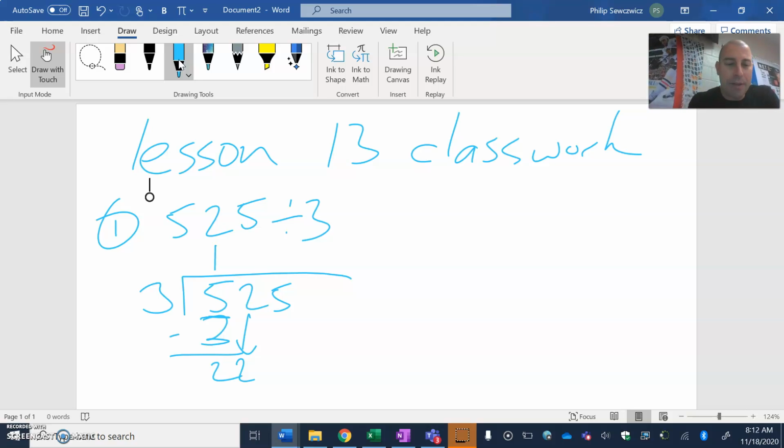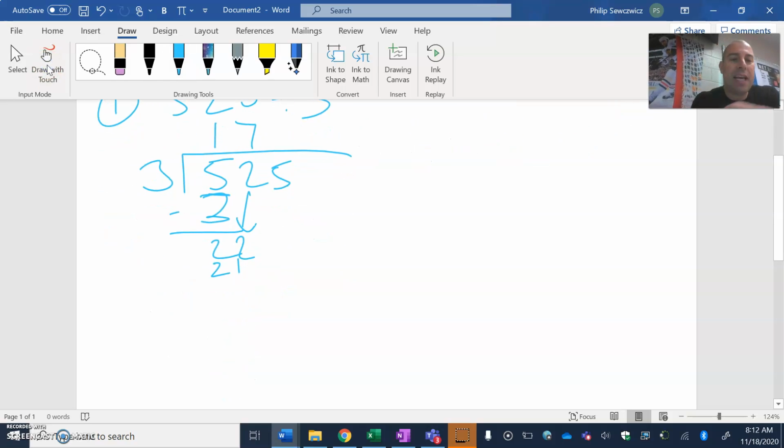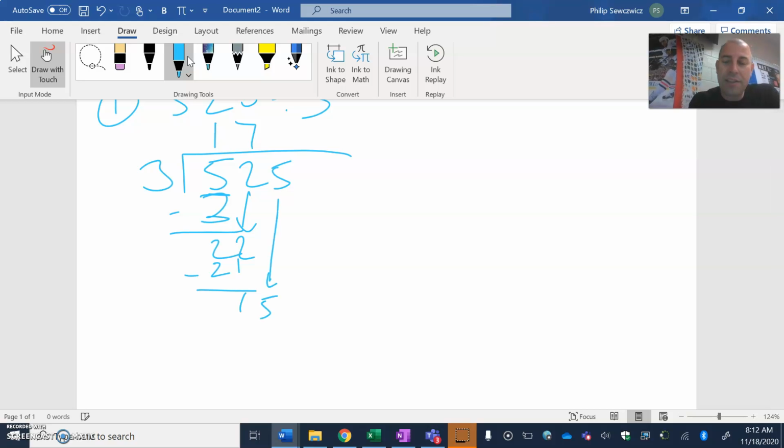Repeat the process. How many groups of 3 can we take out of 22? Remember, we gotta get as close as we can without going over. So I can't say 5. 3 times 5 is 15, but there's more that we can take out. We can take out as many as 7 groups. So we'll multiply, subtract, and bring down the next number. And we smile, because how many groups of 3 can you take out of 15? Exactly 5. 3 times 5 is 15. No remainder, no one else to bring down. Show's over. There's a winning answer.